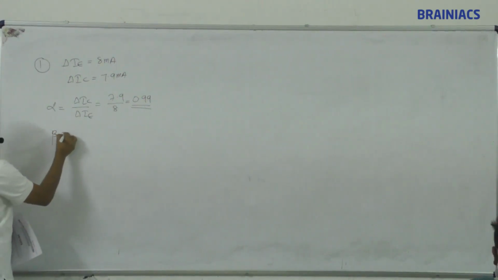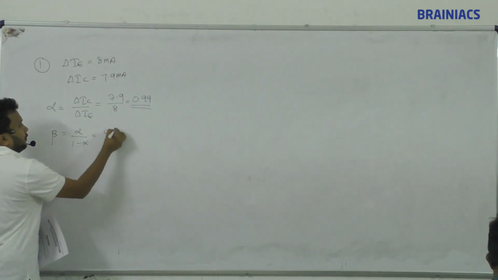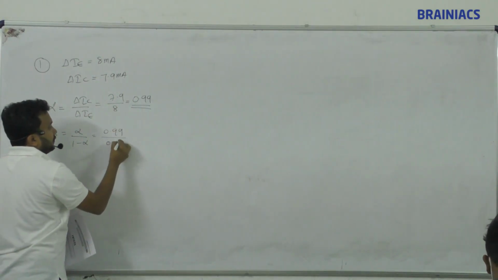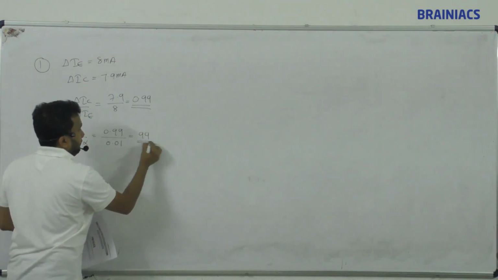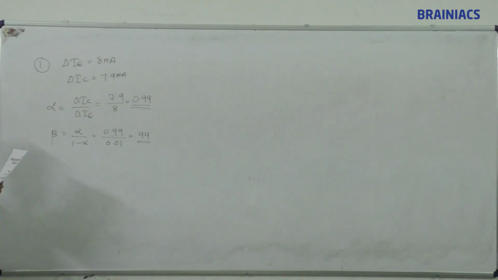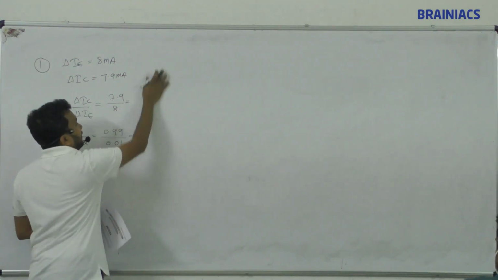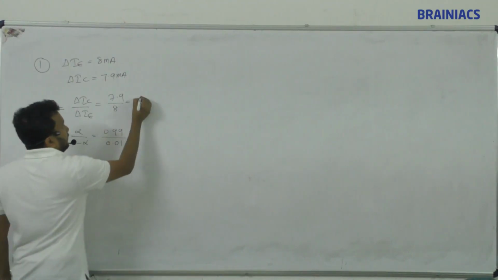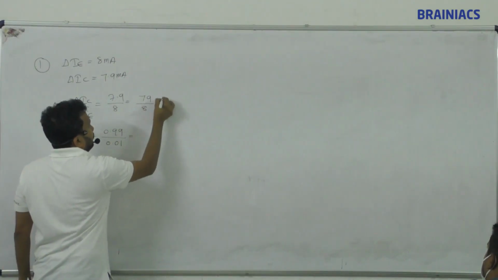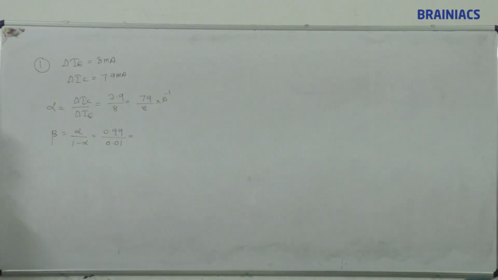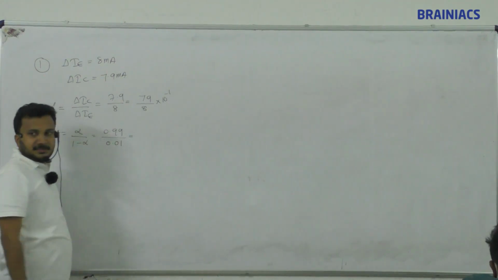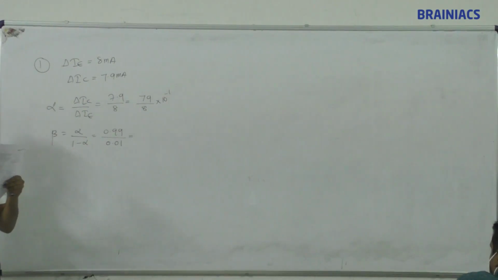Next, beta. 0.99 divided by 0.01. How much is beta coming? 99. Alpha, how much? Alpha exact value: 7.9 divided by 8, which is 0.9875. Alpha exactly correct.